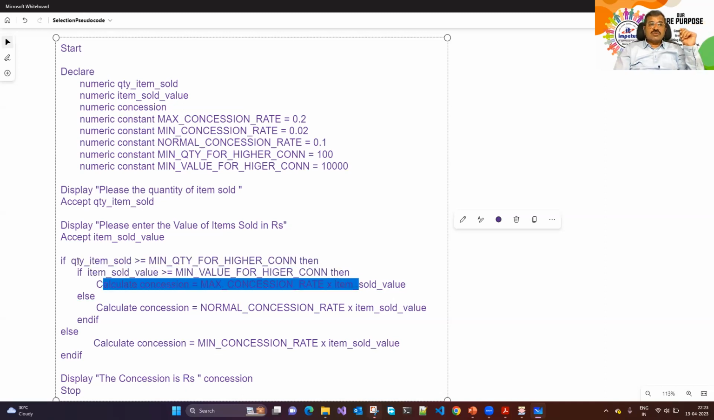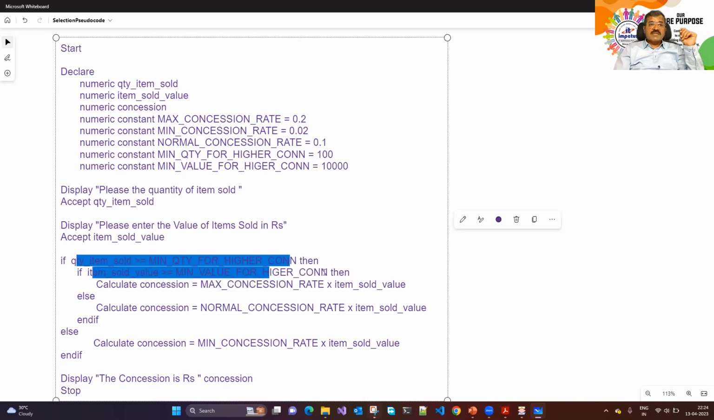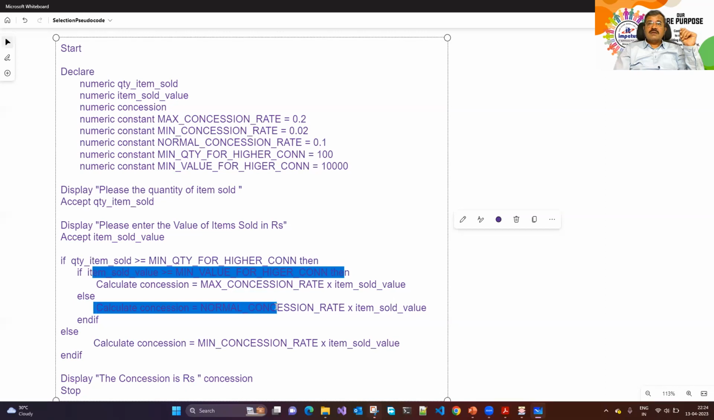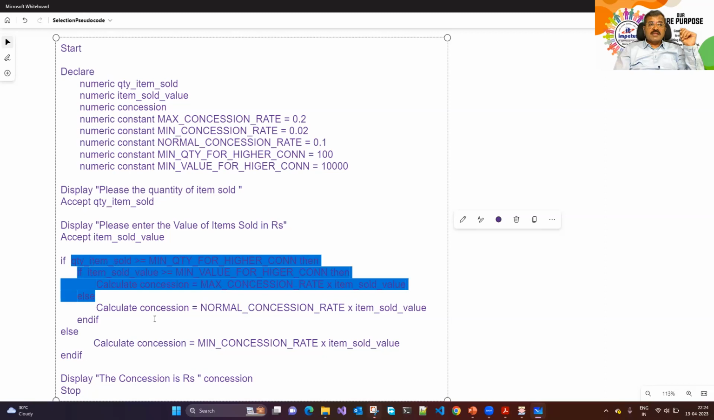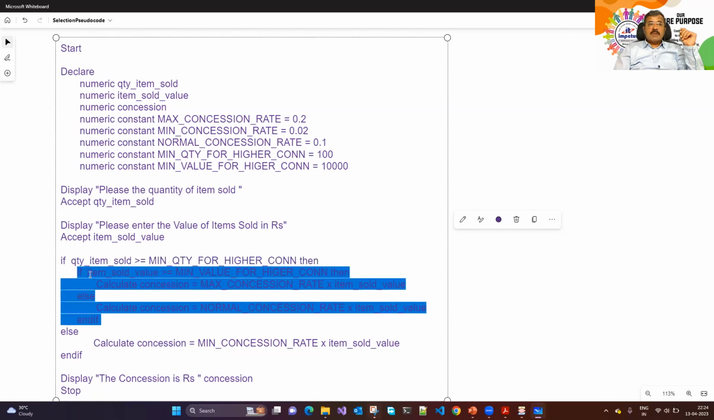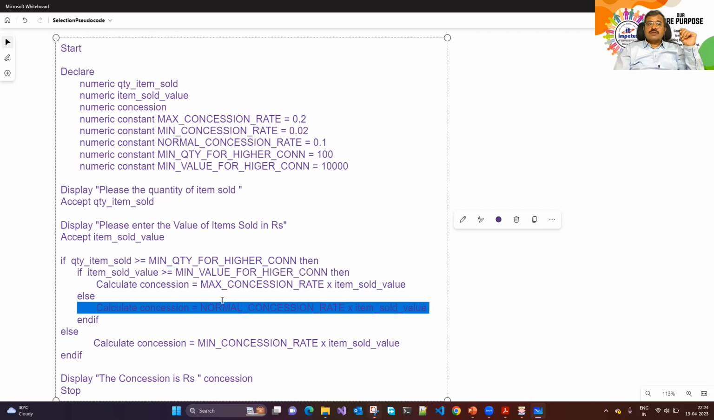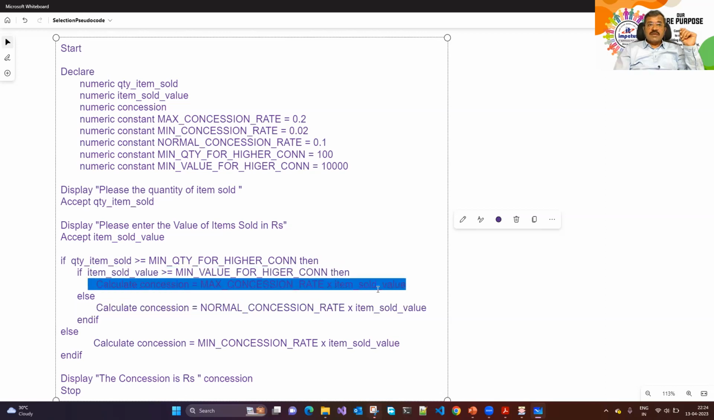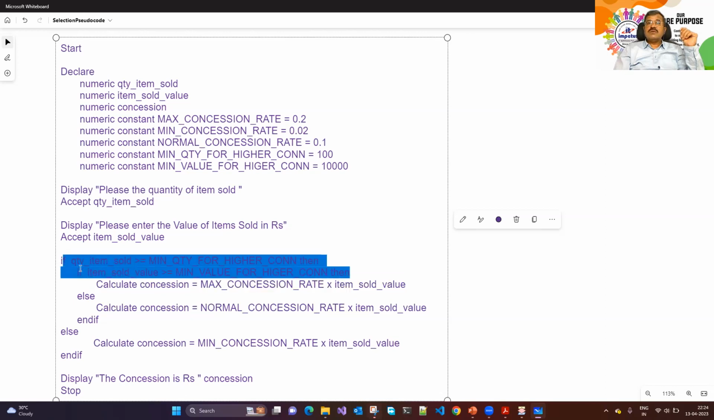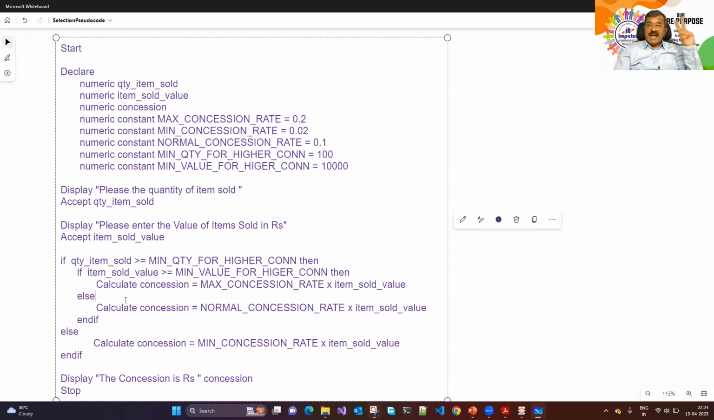If first is true, but the second is false, correct? Then we'll go here. Yes or no? Because first is true, so you have entered this block. But if the second is false, then we'll go to the else part over here. So this statement will get executed only when both conditions are true. So it is as good as saying and. So whenever you have two conditions joined by using and, use nested if to replace it.